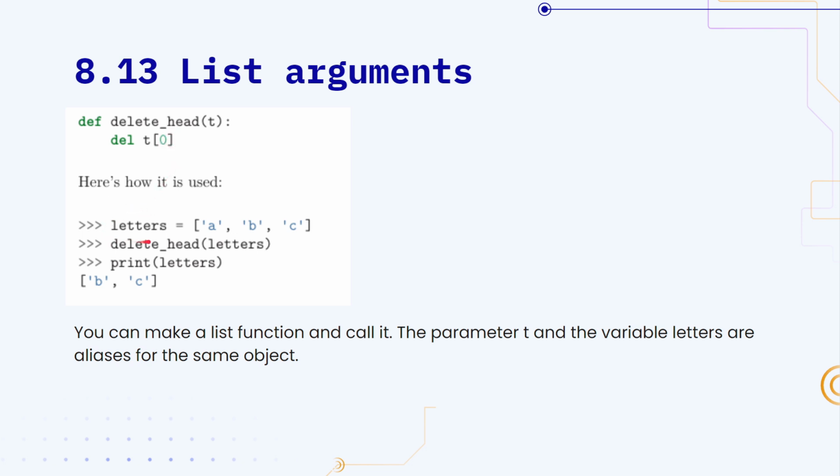Let's say we have a list of letters A, B, C. Now we're going to delete the head. So we're going to put delete head, and we're going to put the argument of the list, which is t, but we're going to put letters because that's the list that we want to delete from. We're going to put delete head letters, and then it will delete the first one. Now we got to print it though, because the function returns None. It just deletes the head.